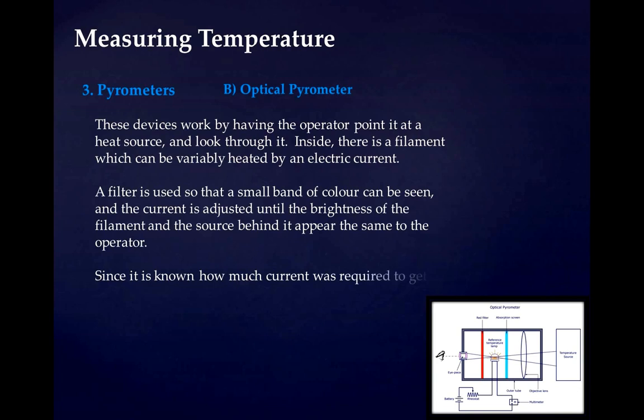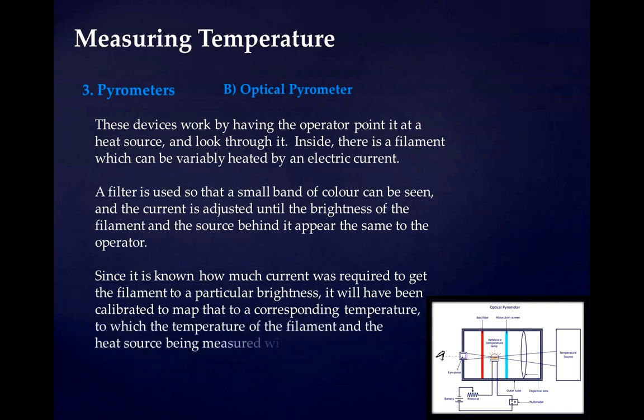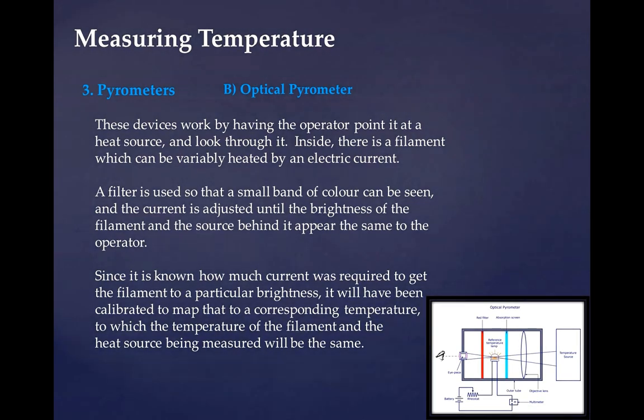Since it is known how much current was required to get the filament to a particular brightness, it will have been calibrated to map that to a corresponding temperature, to which the temperature of the filament and the heat source being measured will be the same.